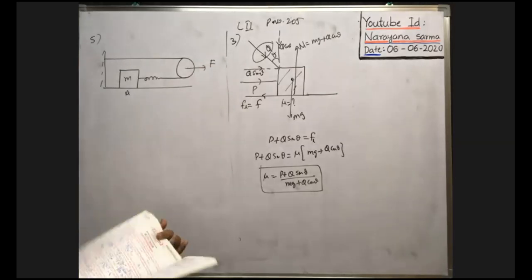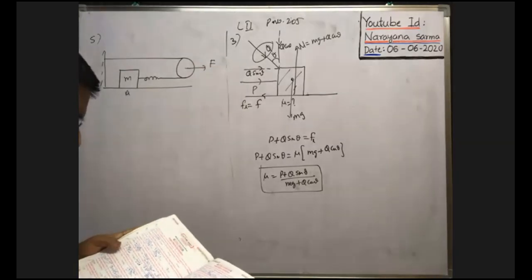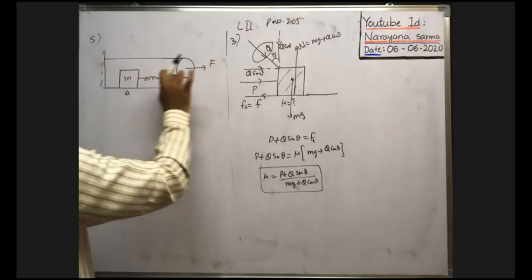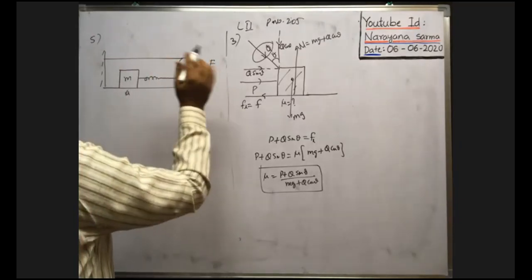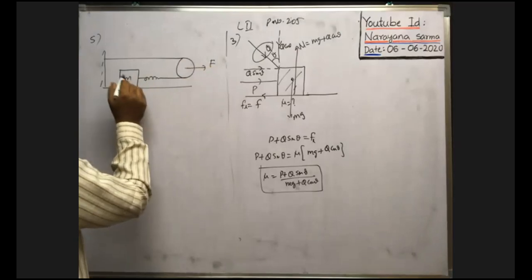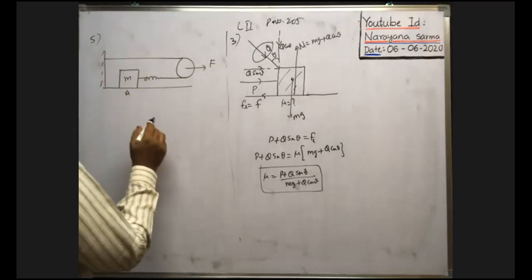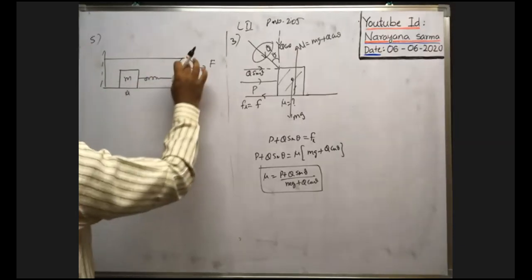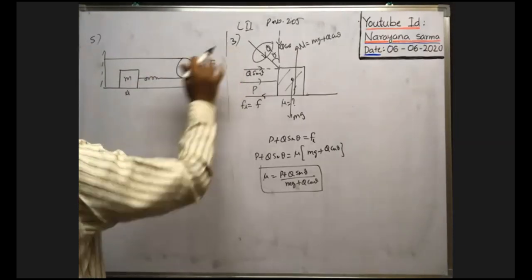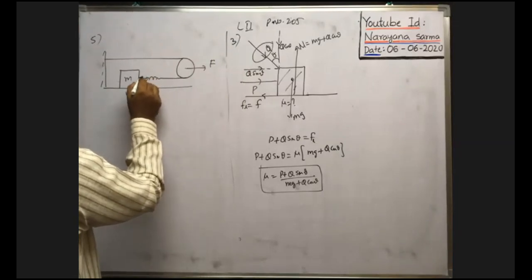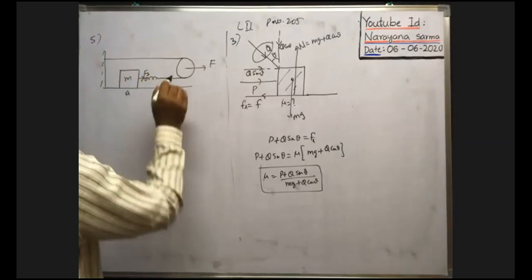Here they asked what is the minimum force F required to move the block. For the block to move, what is the minimum force to be applied? That is the question they asked. This block is pulled by the spring now. Whenever this pulley is pulled in this direction, at the same time the spring will extend. Due to that, spring force is developed. That spring force pulls the block in this direction.